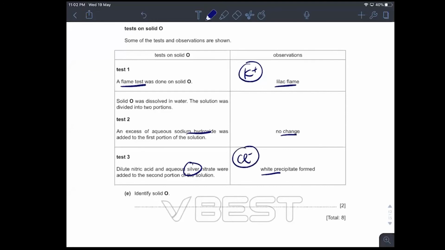So what is solid O? Potassium chloride. Okay, pretty easy. So you can get all the answer from the diagrams I'll show to you just now. Okay, please make sure that you remember all the cation and anion tests. It is 100% coming out, 100% confirmed coming out. Okay, if you can remember the diagrams for the ion tests, isn't it? You can easily solve this. All right.